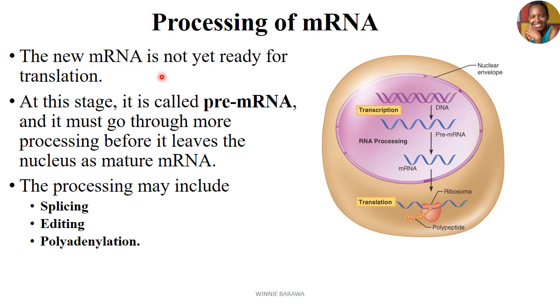The new messenger RNA in the nucleus is not yet ready for translation, and at this stage we call it pre-messenger RNA. It must go through some stages of processing before it can leave the nucleus as mature messenger RNA. This processing has three parts: splicing, editing, and polyadenylation. These processes are very important because they will mature our messenger RNA. It will make it ready to be used without any potential for damage or modification.